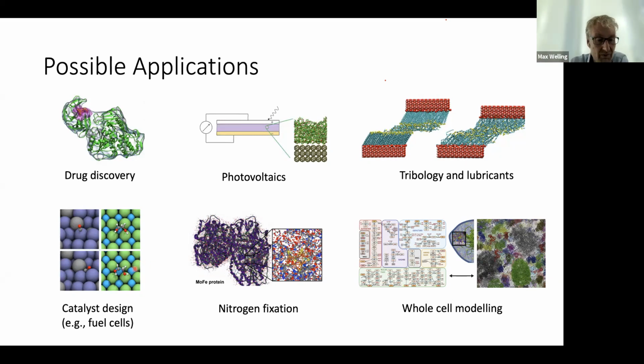Catalyst design, for instance, carbon capture, or a catalyst for making the water splitting into hydrogen more efficient. Nitrogen fixation is the process by which you make fertilizers. It also costs a huge amount of energy and therefore carbon emission to produce the fertilizers. And at some point in the future, perhaps whole cell modeling.